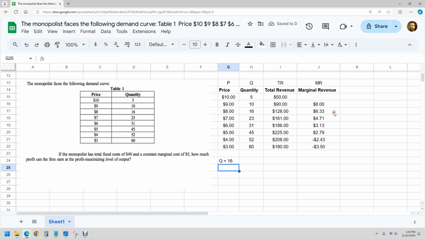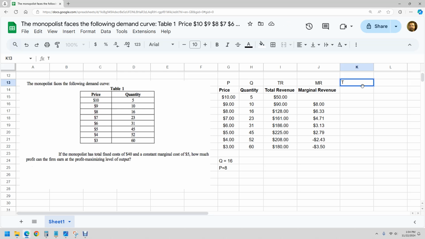And now what price should they charge? They should not charge $6.33. They should follow that back over to the price, and we're going to charge a price of $8. Now to prove that to you, let's see what profit is.